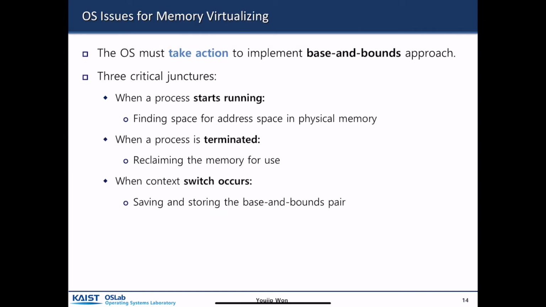Combined with the hardware support, there are a few operating system related issues for virtualizing memory. The OS must take actions to implement the base and bound approach, and there are three critical issues. The first one is that the operating system should do some allocation when a process starts, and the operating system should reclaim all the memory a process has been using when the process is terminated. And when a context switch occurs, the operating system has to save and restore the base and bound register pair.